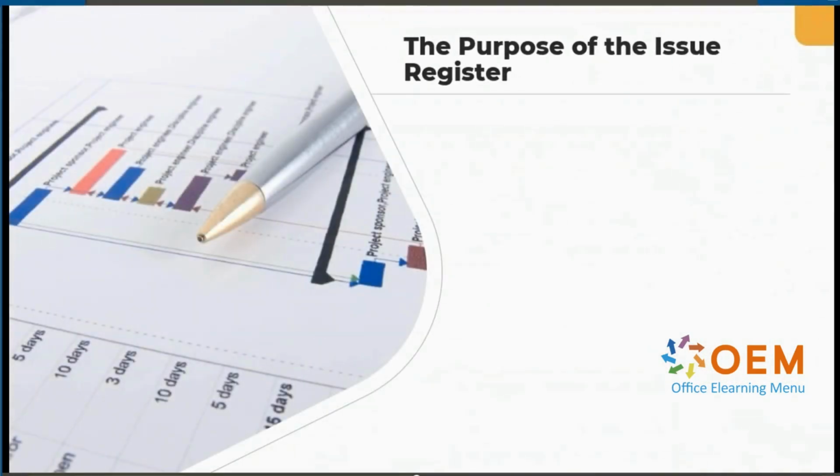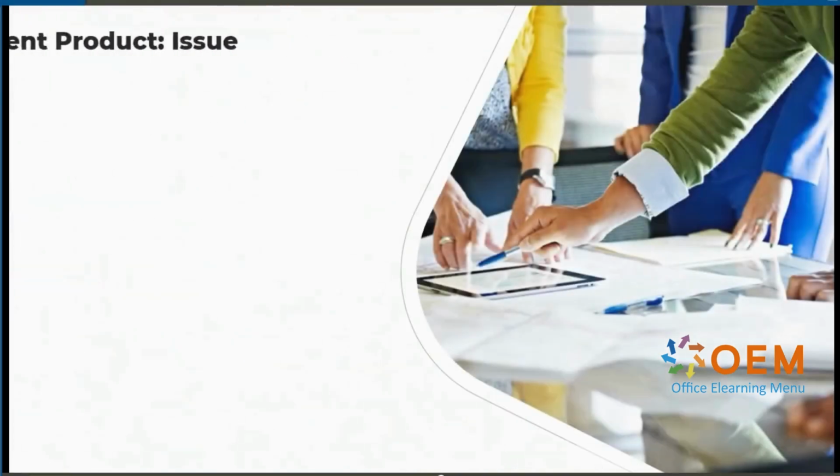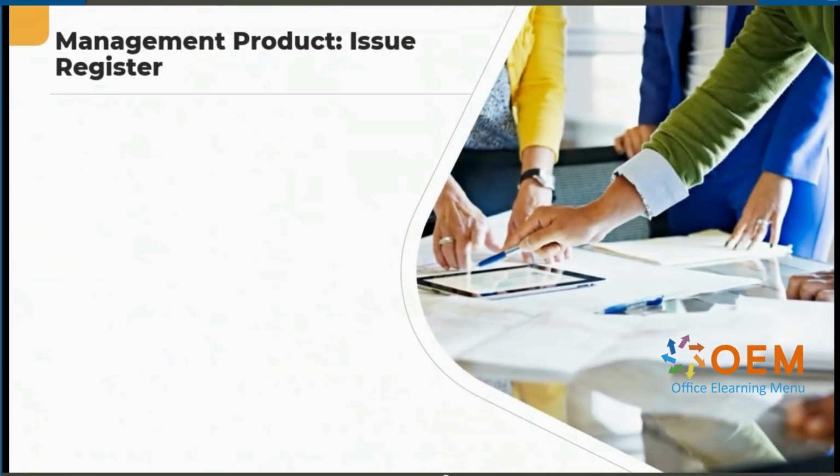On to the issue register, and the purpose of this is to log all issue reports raised during the project lifecycle, their current status, and the date of closure. High-level content. Each entry in the issue register will include an issue identifier, a unique reference for the issue being described. We will then give a description of it, the summary of the issue that we have.